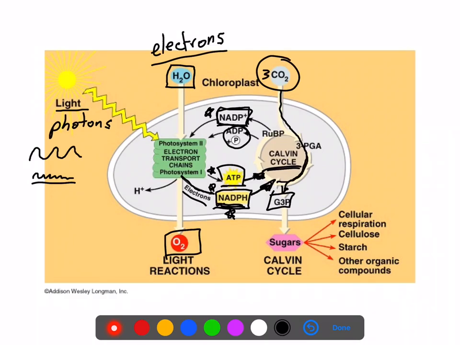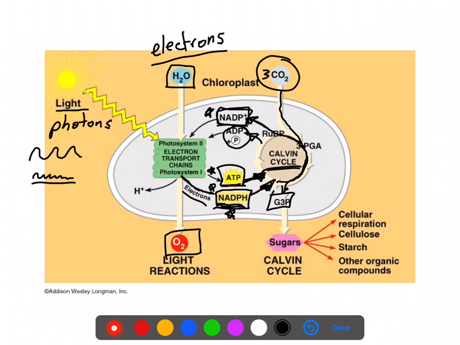Let's see what happens to the NADPH when it enters the Calvin cycle. It drops off its electrons and leaves once again as NADP+. What that means is that NADPH lost its hydrogen. And so what does that mean to us in terms of oxidation and reduction? It means that NADPH was oxidized. It no longer has that hydrogen.